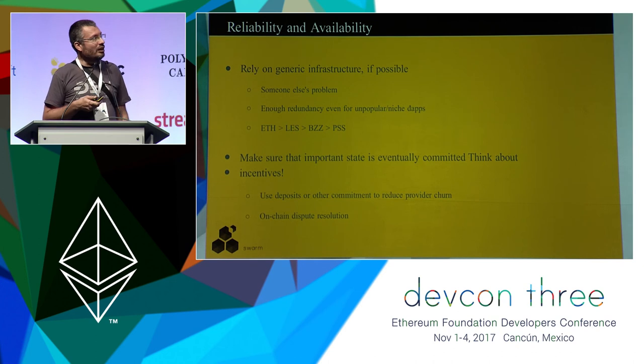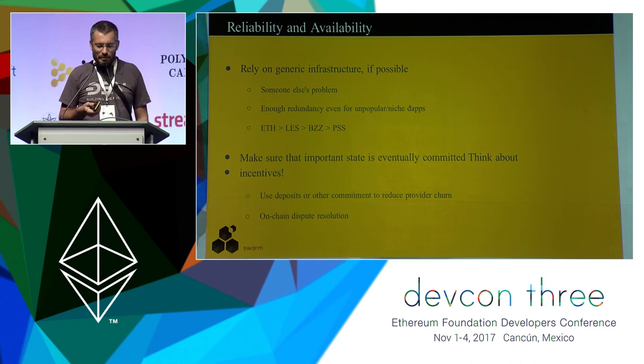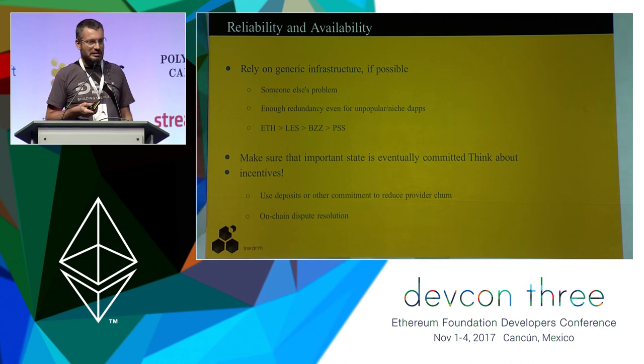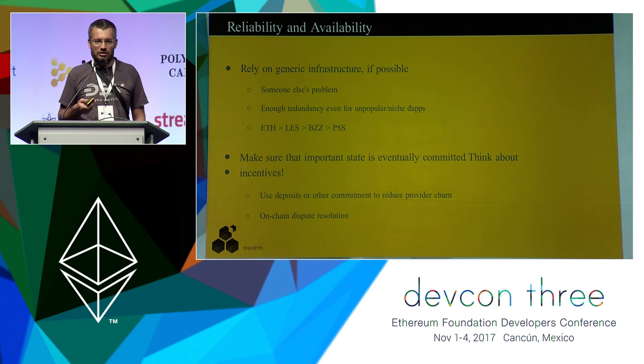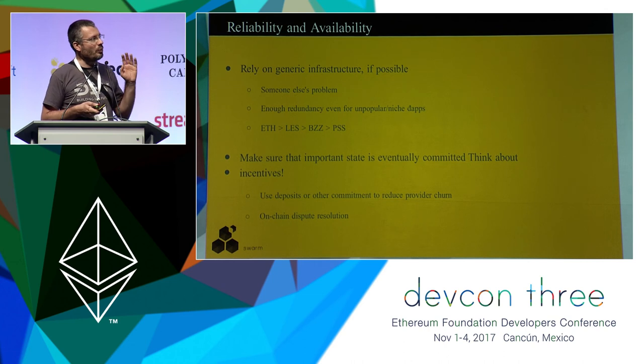And in general, there's a reliability ranking between these services. So ETH is the most reliable, Light Client Protocol is less reliable, BZZ is even less reliable, and PSS is the least reliable of these generic services, simply because of the popularity of that particular service on the Ethereum network. And if you do something yourself, it will be way, way, way behind all these on the reliability scale.